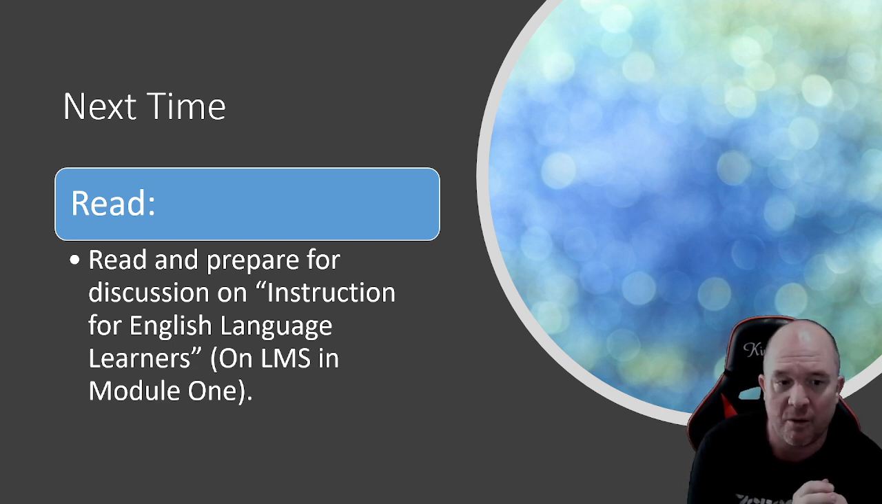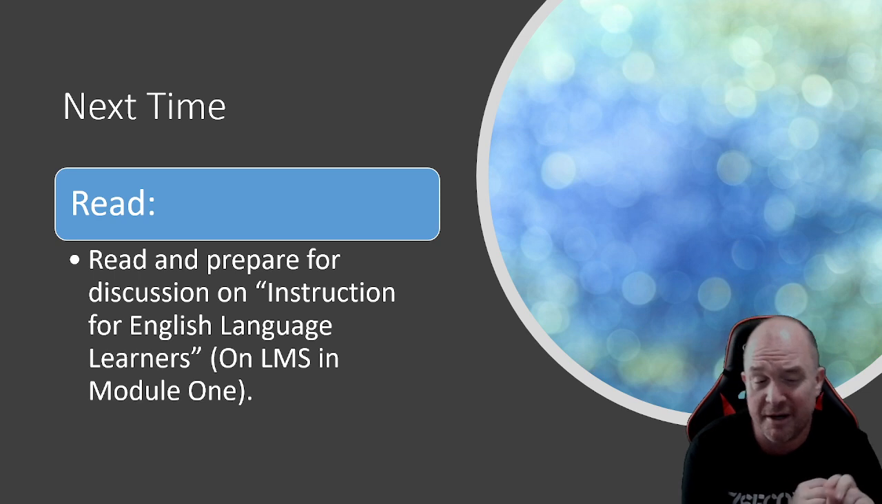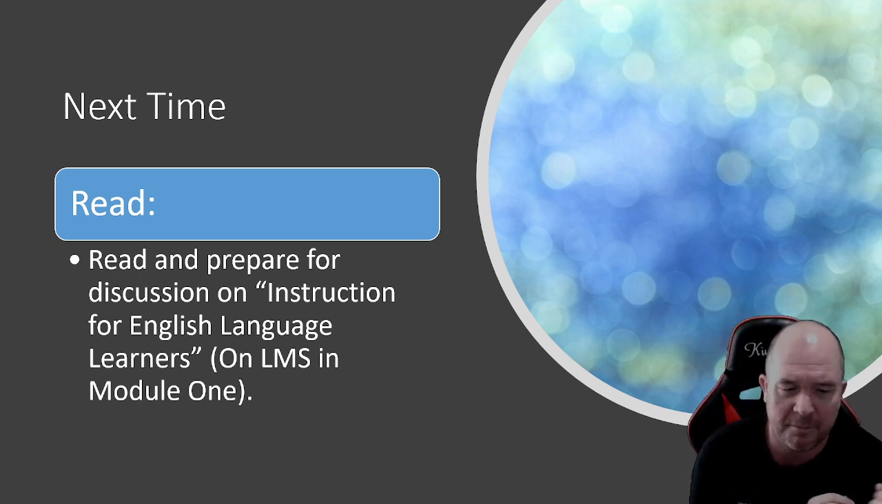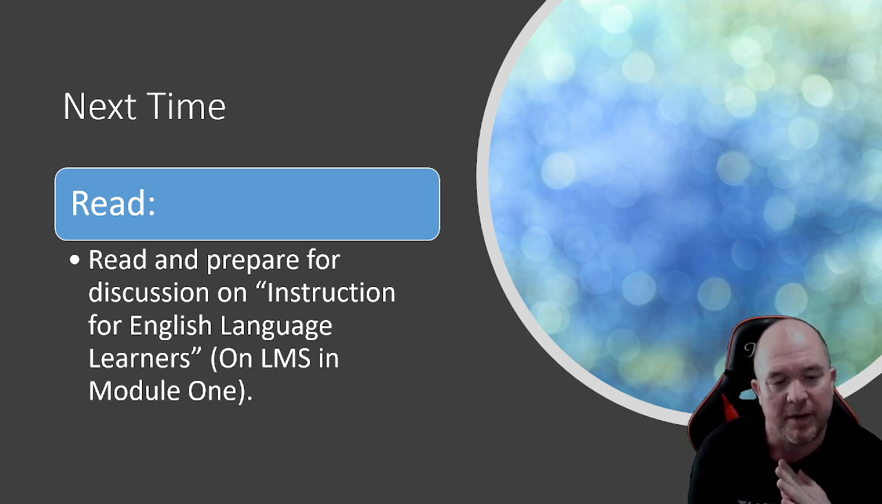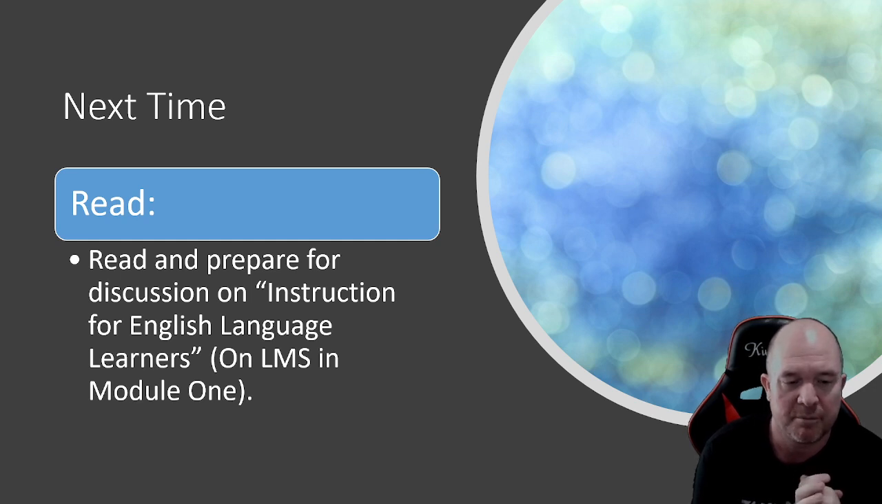So next time, I want you to read and prepare for discussion on a PDF on instruction for English language learners. This is from the Best Practices in Writing Instruction book that I use for my Comp 3030 class for English education students. However, I think this chapter is really important for all content areas to see how we can support emergent bilinguals in the writing instruction that we assign our students. So it is there, and get prepared. I'll have a walkthrough video for that, as well as another discussion activity in the next module.